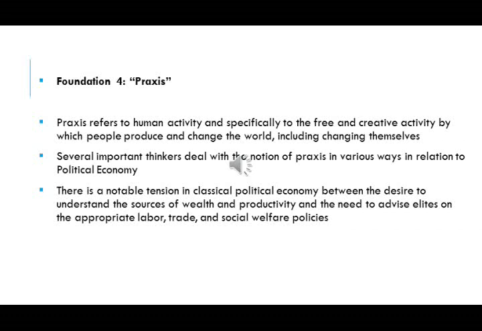Now, this is really important. The desire to understand the sources of wealth and productivity and the need to advise elites on the appropriate labor, trade, and social welfare policies. Just think about where we can find this tension today in our current world, in our current systems.